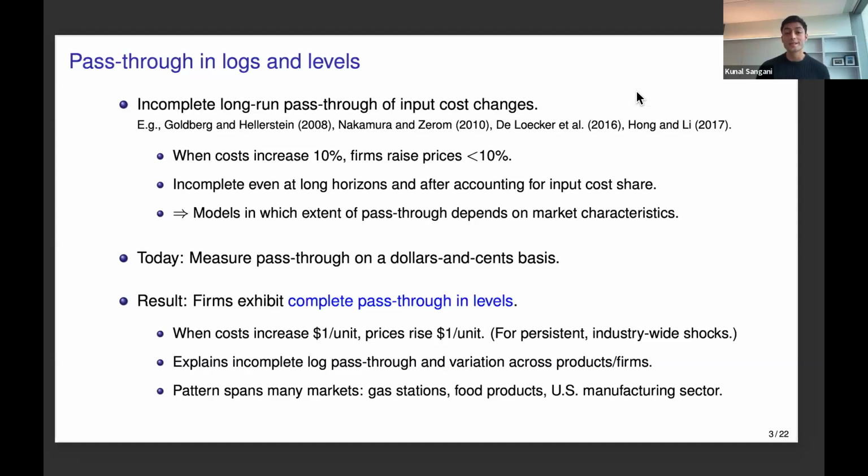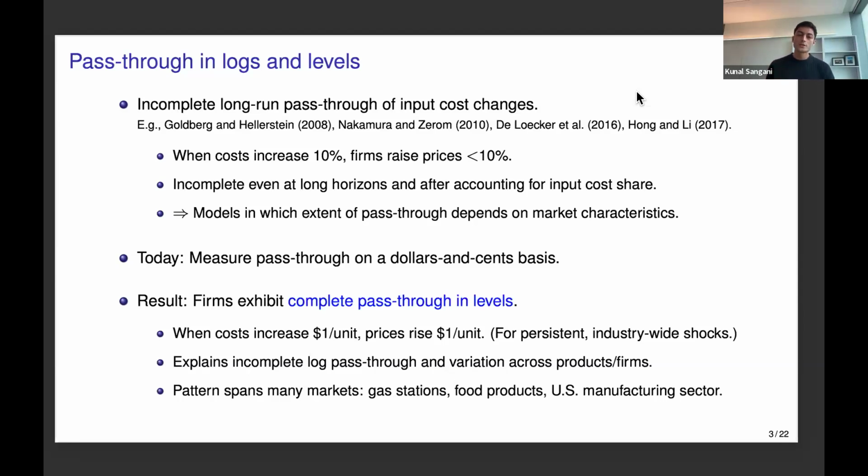So if the price of an input, say the price of coffee beans, increases 10 cents per ounce, then it turns out that downstream prices of coffee you buy at the grocery store tend to increase by just about 10 cents per ounce. That pass-through in levels looks incomplete when it's measured in percentage terms, because if price is greater than cost, then the same dollar change in price and cost looks like a smaller percentage change in price relative to the percentage change in cost.